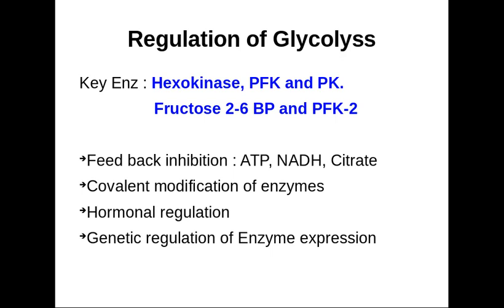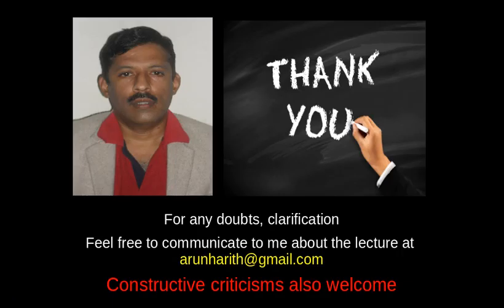Glycolysis is also regulated by covalent modification. All the enzymes in the glycolytic pathway are active in the dephosphorylated state. The moment a phosphate is put onto it by the protein kinase, these enzymes become inactive. Hormonal regulation: insulin stimulates glycolysis, whereas glucagon inhibits glycolysis. Regulation at the genetic level is mediated by enhancement of expression of enzymes of glycolysis by insulin and its second messengers. The glucagon, on the other hand, inhibits the expression of these enzymes.